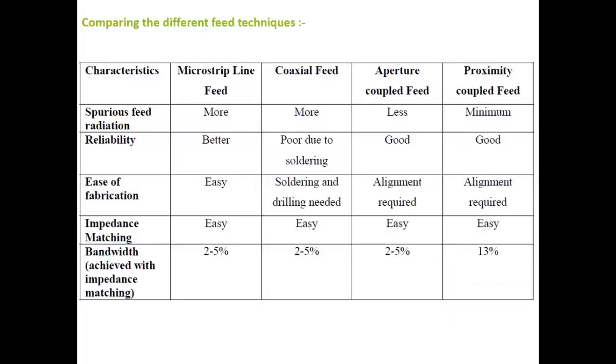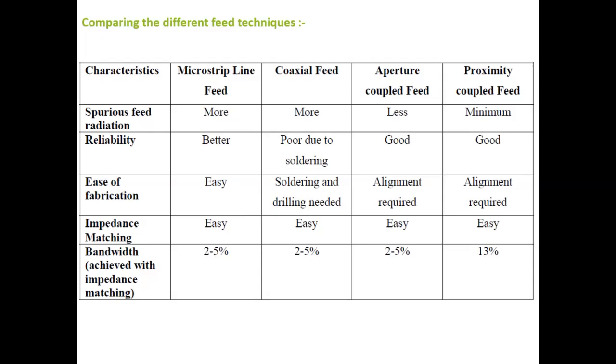Next, comparing different feed techniques. So different techniques are there. Feeding method: microstrip line feed, coaxial feed, aperture coupled feed, proximity coupled feed. So here, what is the radiation here? Microstrip line feed, more. In a coaxial feed, more. Aperture coupled, less, and proximity coupled, minimum.